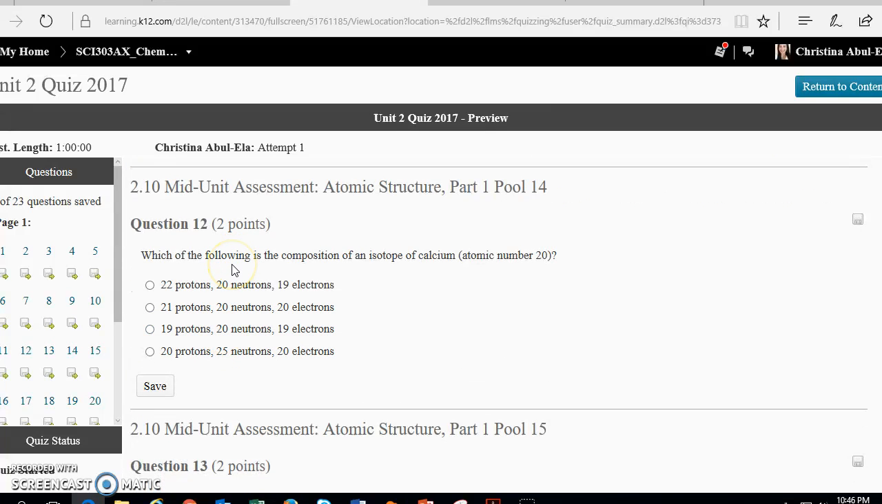Question 12. Which of the following is the composition of an isotope of calcium, atomic number 20? 22 protons, 20 neutrons, and 19 electrons. 21 protons, 20 neutrons, and 20 electrons. 19 protons, 20 neutrons, 19 electrons. Or 20 protons, 25 neutrons, and 20 electrons.